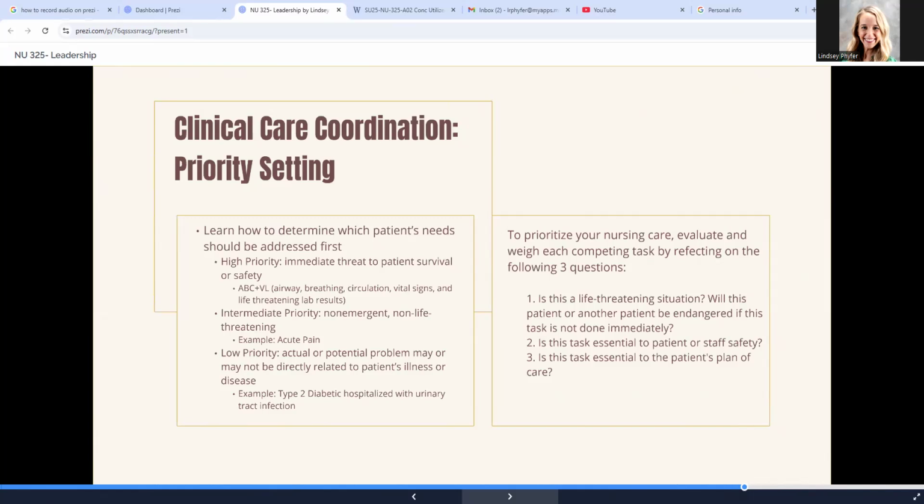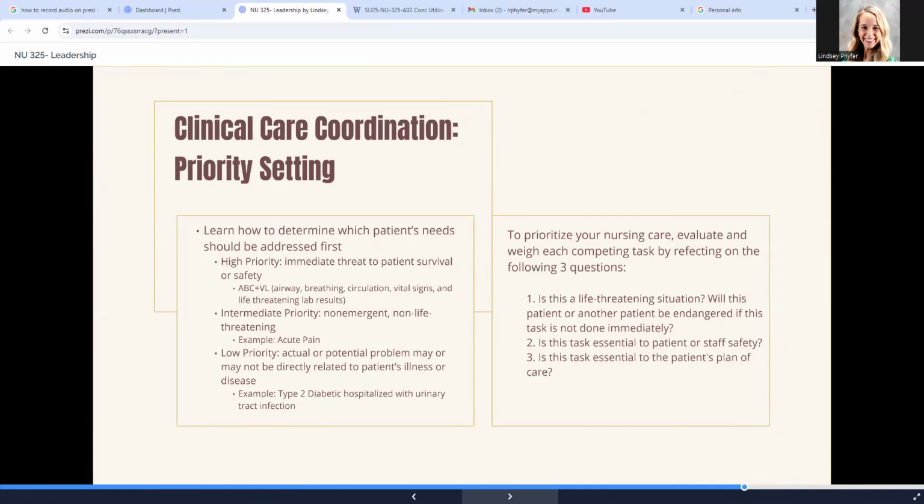Lastly, you have low priority, and these are going to be actual or potential problems that may or may not be directly related to a patient's illness or disease. So an example of this would be a type 2 diabetic that's hospitalized for a urinary tract infection. So something that's completely different than whatever chronic diseases that patient may have.